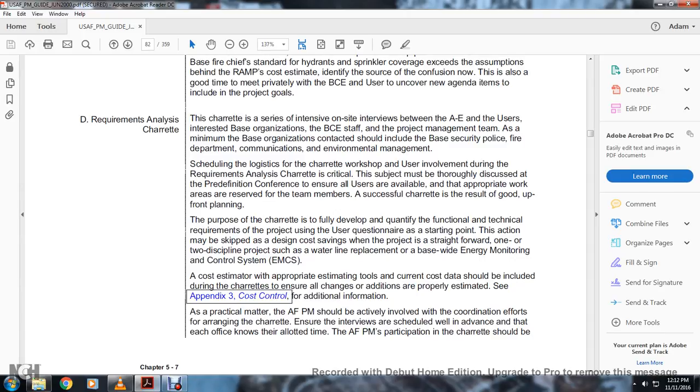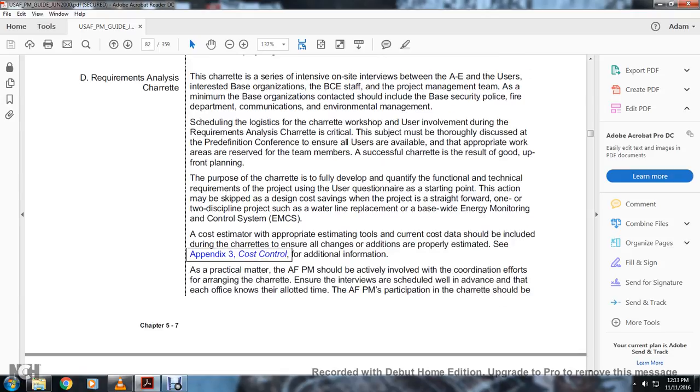Cost estimate will appropriate the estimating tool to current cost data, should include the current charettes, and ensure all changes are properly estimated. See Appendix 3 for cost control additional information. In particular, the Air Force program manager should be effectively involved in coordinating the efforts to arrange the charette, ensure the interviews are scheduled in advance so each of the officers knows the allotted time.